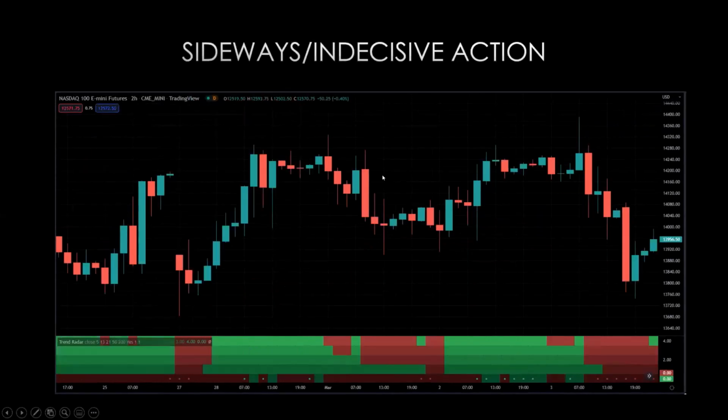And finally, what we'll see a lot of is sideways or indecisive action. And that kind of tends to look like this with Trend Radar, where there's a lot of noise here. You have a bearish signal down on the long trend. And then we have kind of intermittent sputterings of bullish action, bearish action, bullish alignment, bearish alignment, etc. And there's no real clear trend.